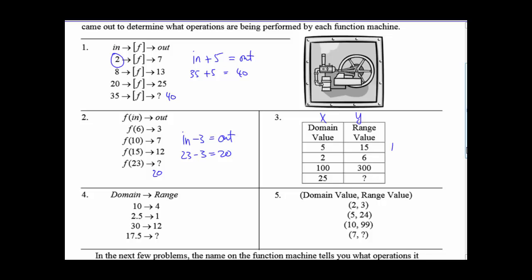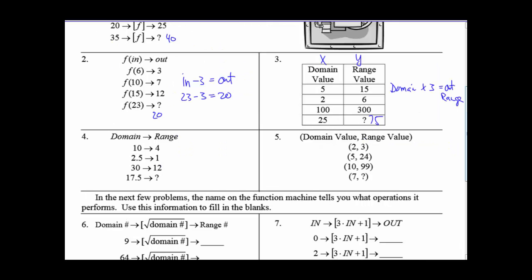So what are we doing? We're taking our domain and we're multiplying by 3 to get the output, or, in this case, the range. So if we input 25, 25 times 3 ends up giving us 75.